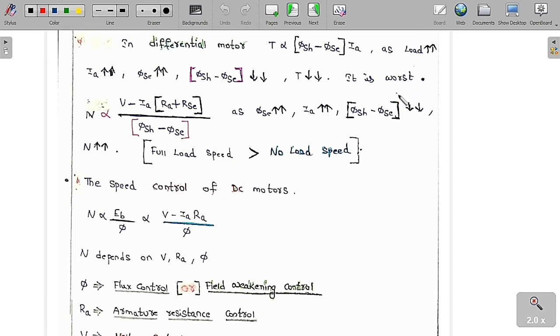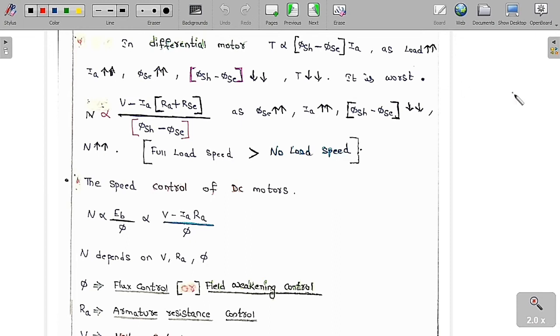Finally we can say whenever the load increases, IA increases, so phi SC increases, so the overall flux decreases. The resultant flux decrease is very much higher compared to the IA increase, so the overall value will still decrease. Therefore we can say it is the worst one. Whenever the load increases, the torque will decrease for this differential motor.